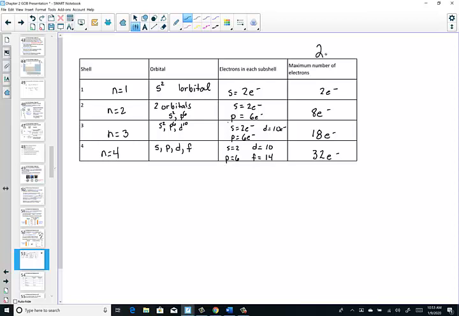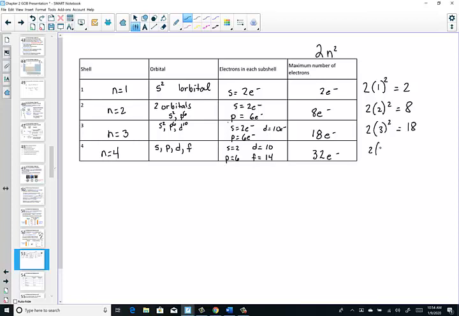This column is where a moment ago we gave this formula, 2n squared. If n equals 1, 2 times 1 squared is 2 electrons. If n equals 2, 2 squared is 4, 4 times 2 gives us 8 electrons. If n equals 3, 2 times 3 squared, 3 squared is 9, 9 times 2 is 18 electrons.